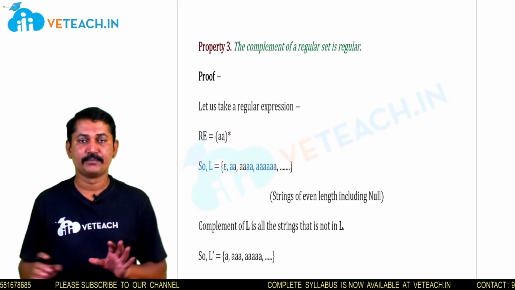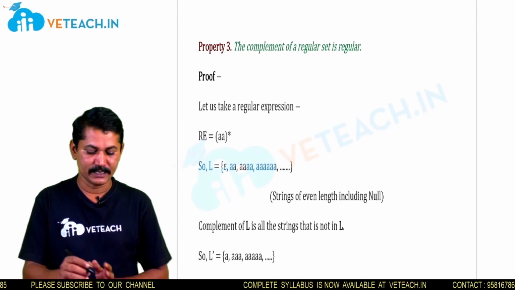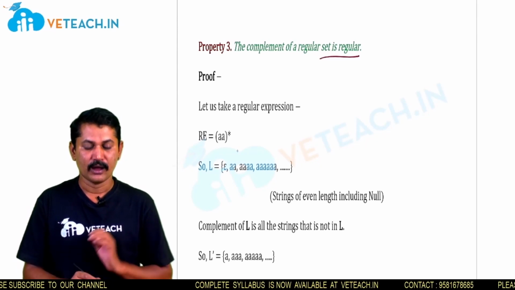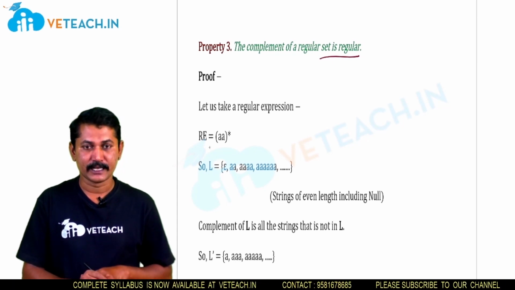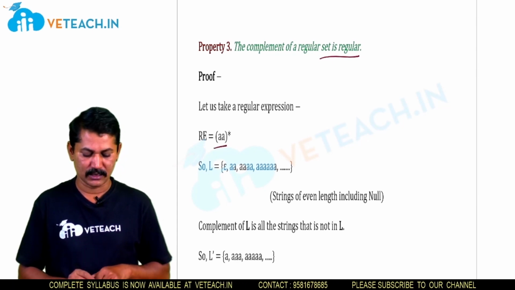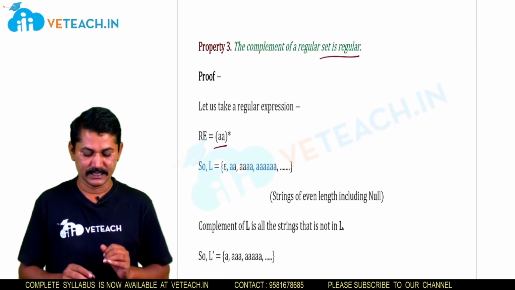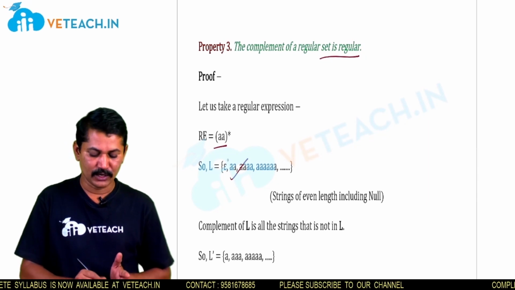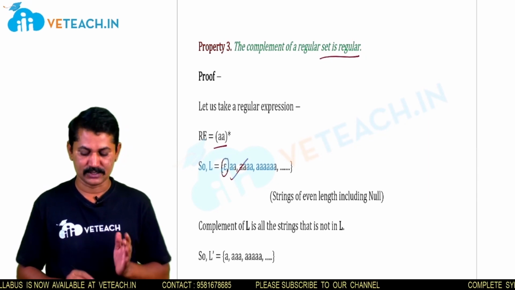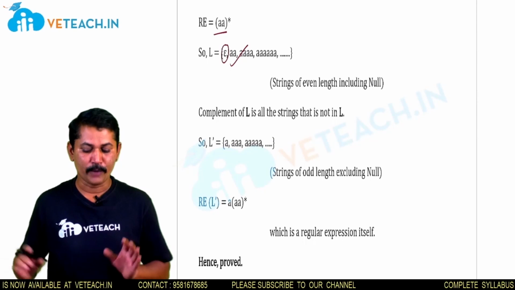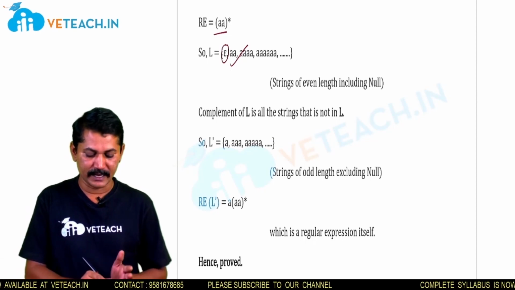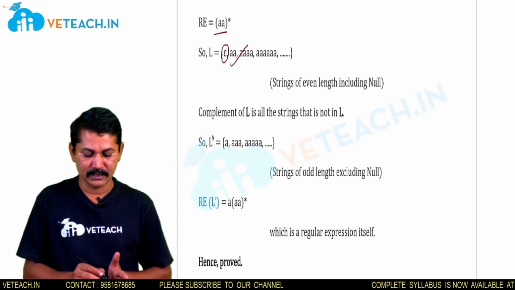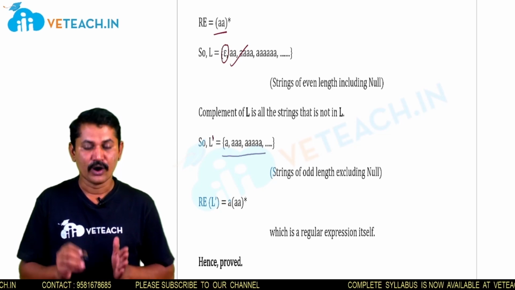The next property, that is the third property, is defined like this: the complement of a regular set is regular. How can we show it? Consider a regular expression of the form (AA)*. So language L is defined as the even length strings including epsilon, that is the null string. Next, the complement of L is defined as L dash. The complement is then the odd strings.